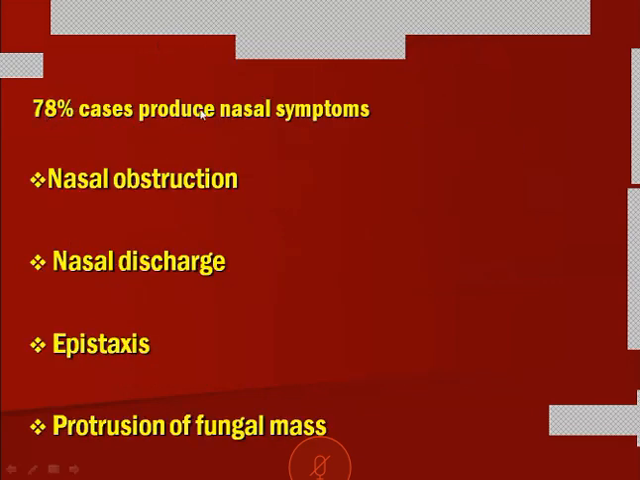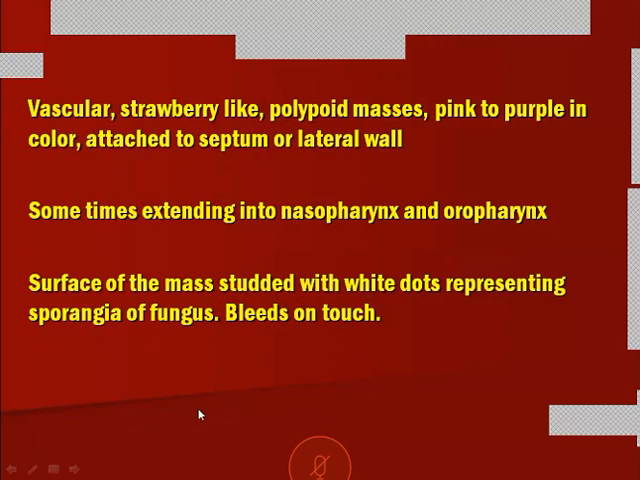So 78% of cases produce nasal symptoms like nasal obstruction, a blood-stained, that is a serosanguinous nasal discharge, bleeding or frank bleeding, and have a protrusion, a fungal mass coming out of the nose. So it is very much highly vascular, strawberry-like, polypoid or leaf-like, pink to purple in color, attached to the septum or lateral wall. Anywhere there is a small attachment will be there.